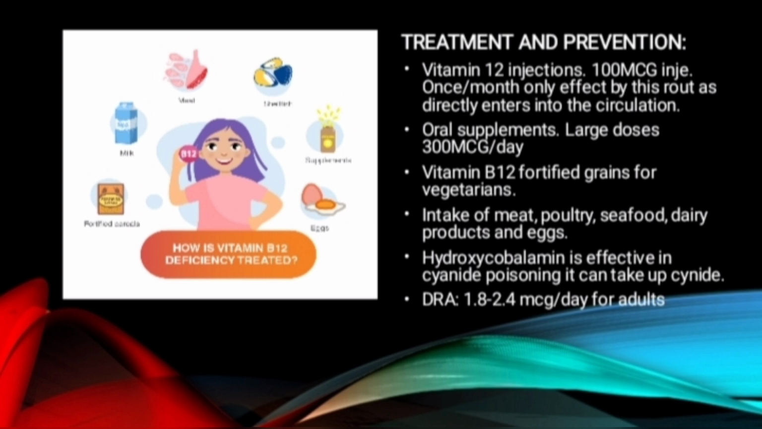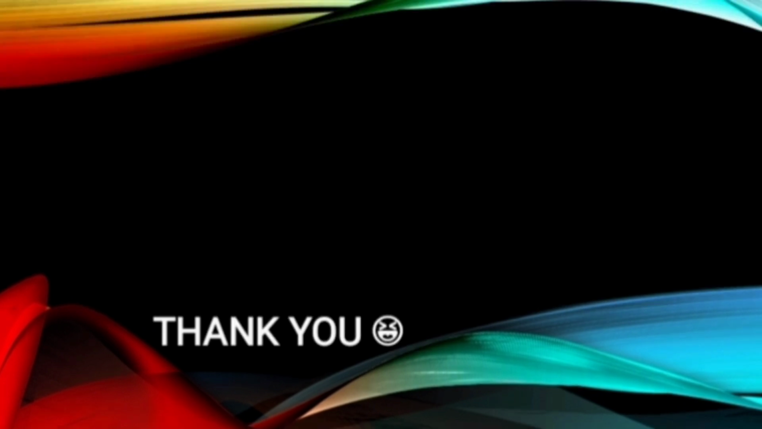The last is the daily recommended allowance. The daily recommended allowance of vitamin B12 in a male adult is 1.8 micrograms per day to 2.4 micrograms per day, while this requirement remains the same for the female adult. In case of pregnancy, a minute increase in the amount is required to cover the requirement of the fetus.